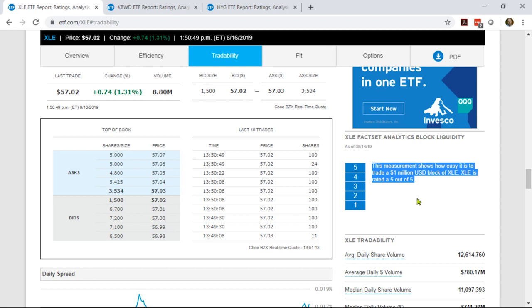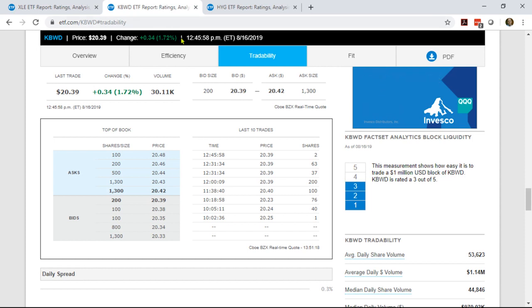For comparison, let's look at KBWD, the Invesco KBW High Dividend Yield Financials ETF. KBWD tracks a dividend yield weighted index of US financial firms rather than just all large cap stocks. It's not quite as easy to create or redeem shares for the fund without moving the market, so it scores a little bit lower. Now, does that mean you can't get a good trade in a fund with a lower block liquidity score? Of course not. It just means you may need to work a little bit harder to get a really good execution.